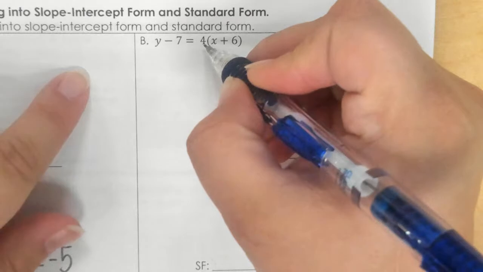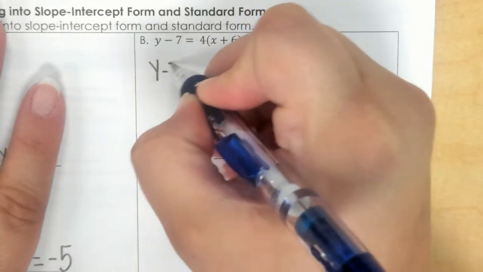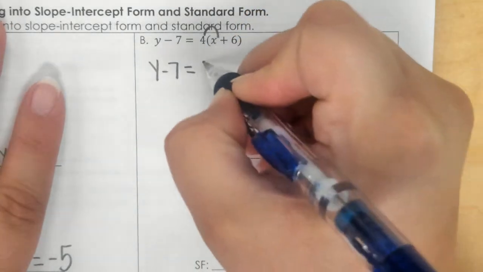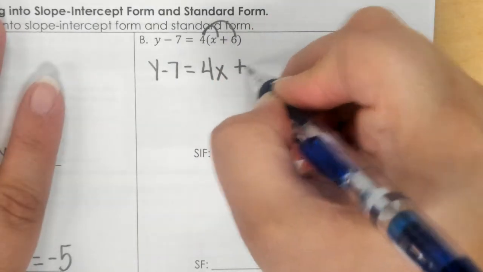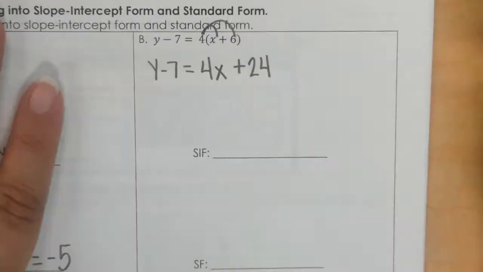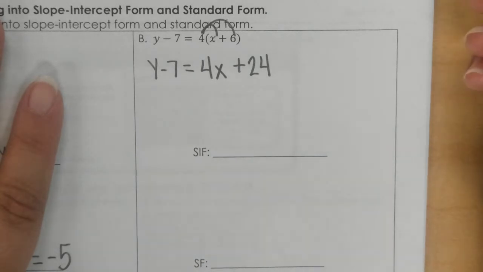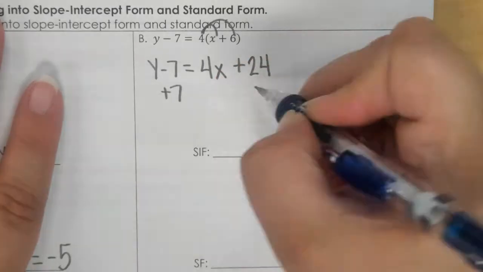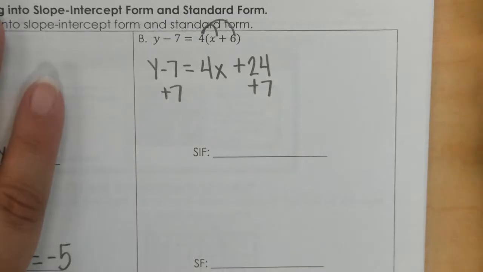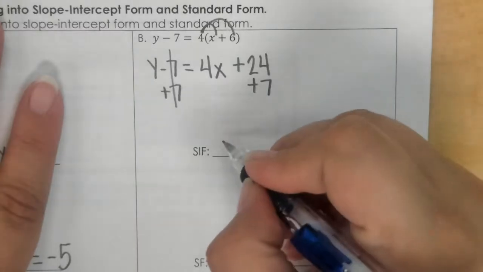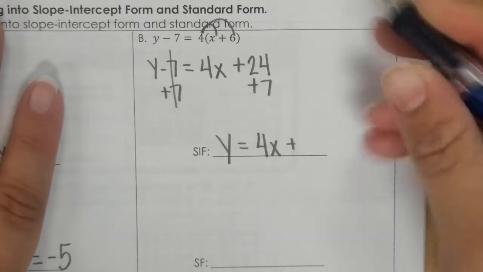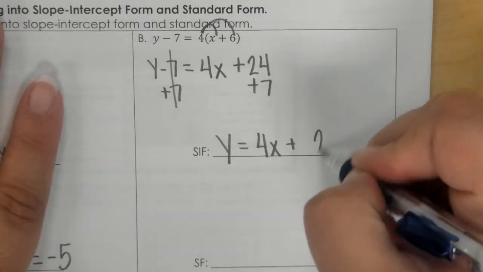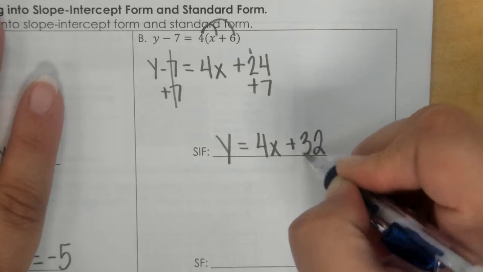All right, and then in part B, same idea. We need to distribute the 4. So I've got y minus 7. 4 times x is 4x. And 4 times 6 is 24. Okay? Then I want to add the 7 to the like term, which is 24. So I have y equals 4x plus, so if I add, I get 12, carry my 1, and that gives me 32.